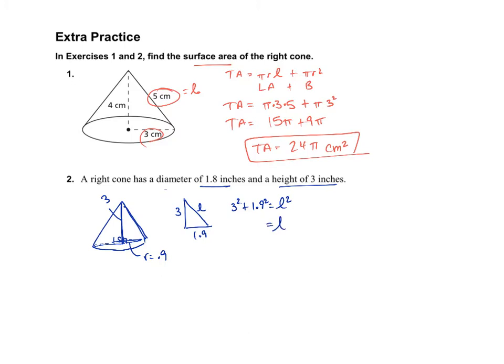So I'm going to add those up, and I just realized I put a 1 here, and that just is going to be 0.9. So I'll get 9 plus 0.81, square root of that is what L is. And that means L will come out to be 3.13.